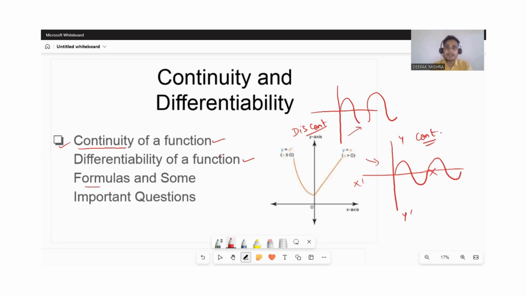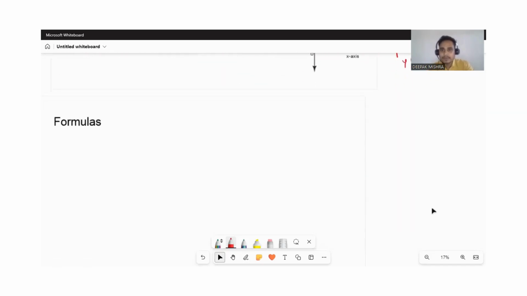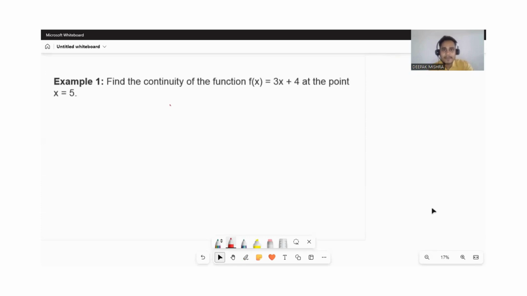Now, continuity of a function. Suppose we have a function f(x). If the value of the function and the limit of the function at point x are equal, then we can say that the function is continuous. Don't be worried, I'm going to take an example so that it becomes easy for us to connect. Suppose we have a function f(x) equal to 3x plus 4, and we have to find that function's continuity at point x equal to 5.